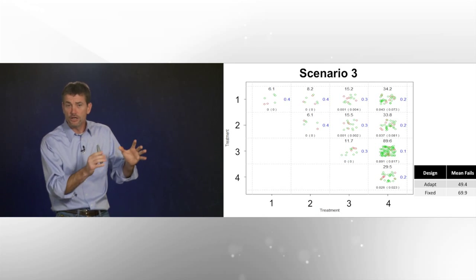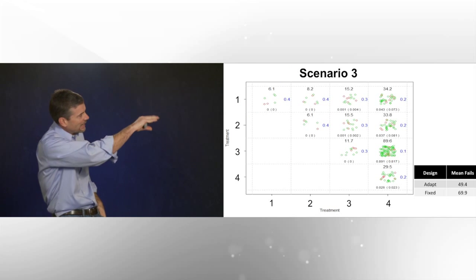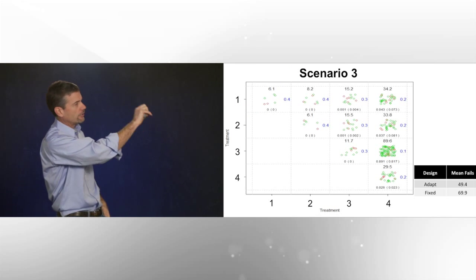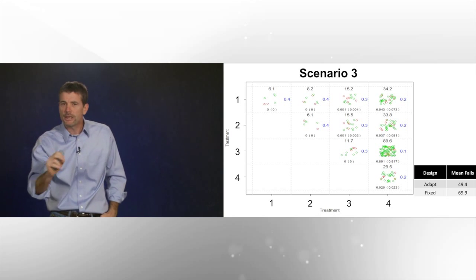That last trial, this is the truth from that. The blue is the probability of failure in each of the squares. The probability is 20% for 4 by itself, 30% for 3 by itself, 40% for 1 and 2. 3 and 4 work, 4 works better. You can see when we combine 3 and 4 together, the probability of failure is 10%. It's the single best regimen.